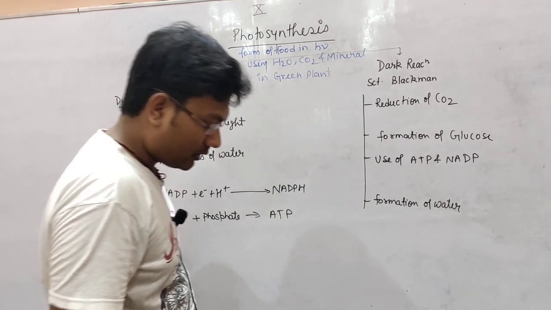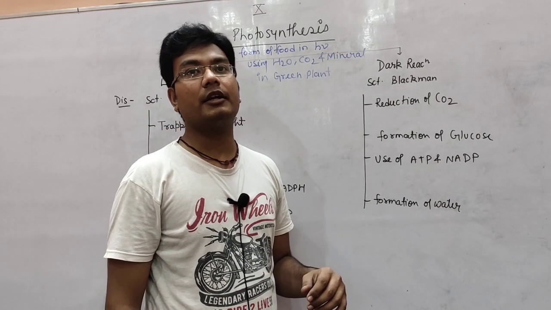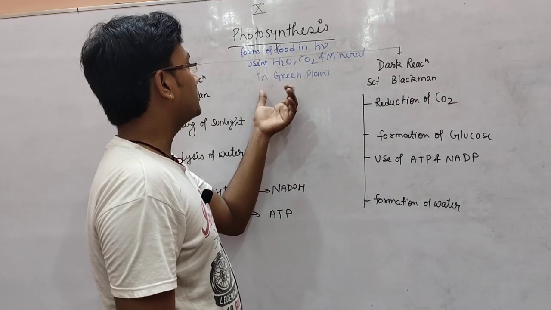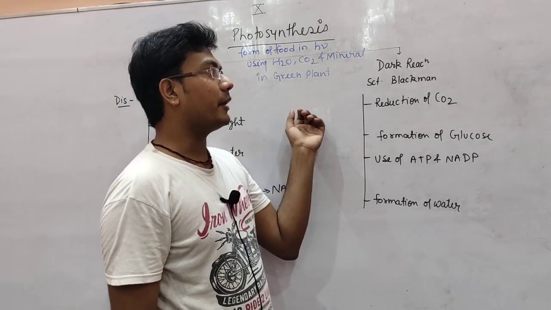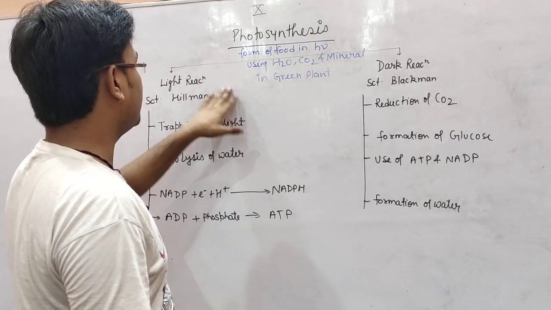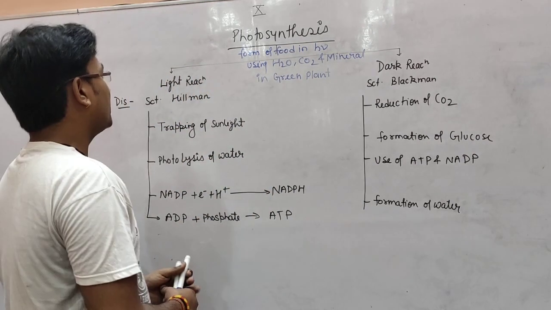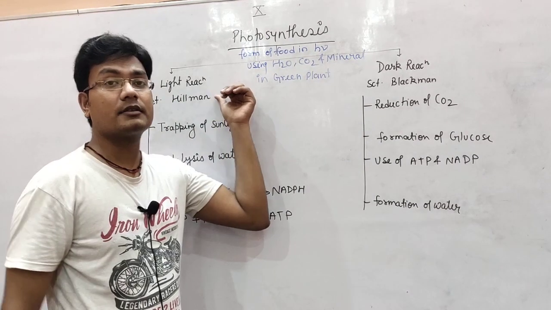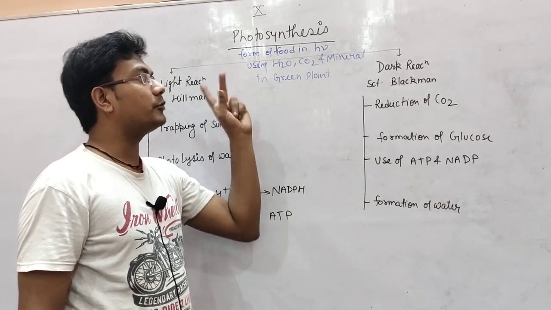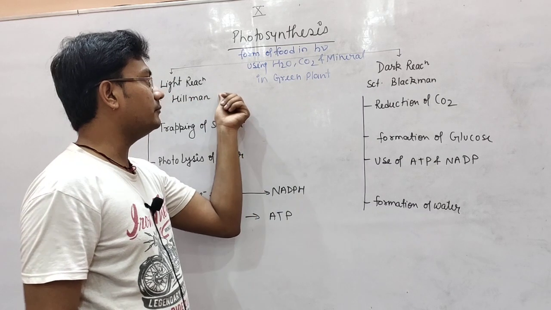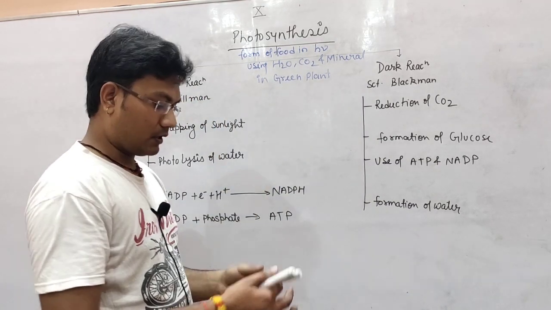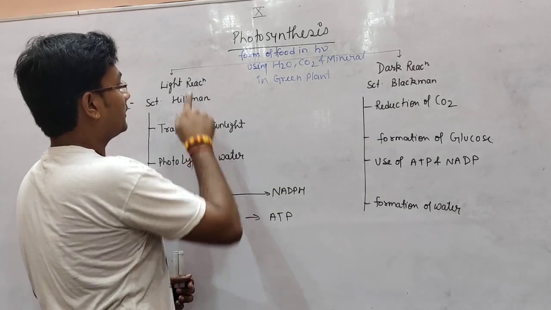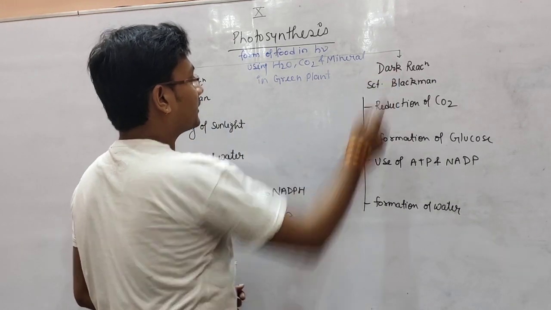Inside the leaf there is a tissue. We already know about this. In the parenchymatous tissue of the leaf, the chloroplast is present. That has two parts, granum and stroma. So photosynthesis is divided into two parts, light reaction and dark reaction.